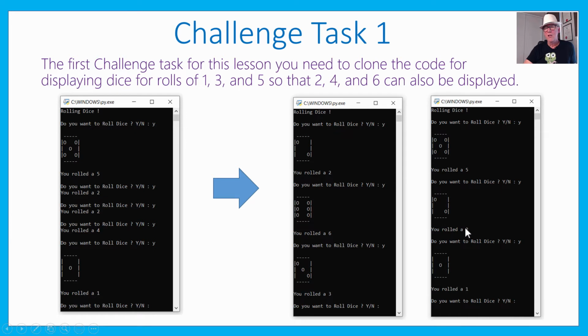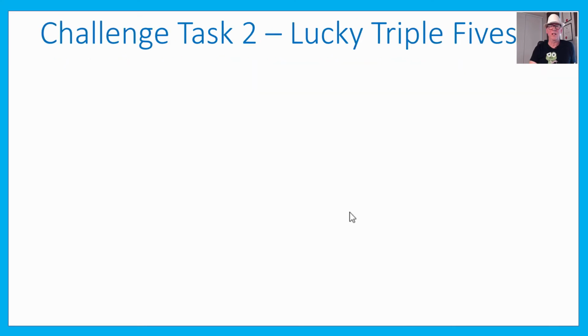So if you roll a 2, you're going to see a 2. And if you roll a 6, you're going to see a 6 there, okay? So that's your little job. We've done the odd ones, and you guys are going to do the even ones for your challenge task. Now, that shouldn't be too hard, because you should be able to copy and paste our odds code and just turn it into evens fairly easily.